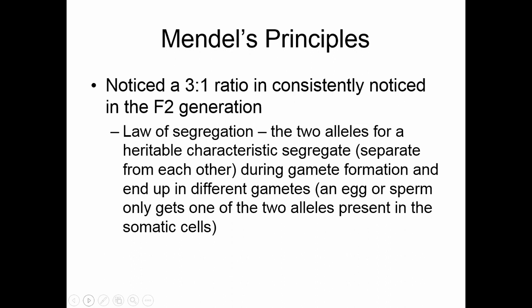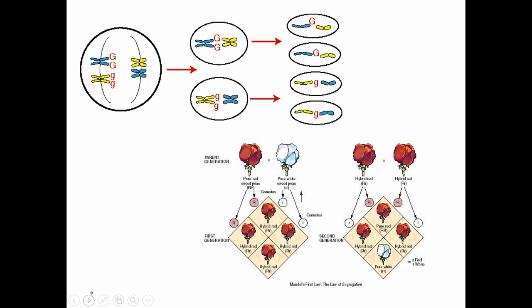The law of segregation: the two alleles for heritable characteristics segregate, or separate, during gamete formation and end up in different gametes. An egg or a sperm only gets one of the two alleles present in the somatic cells. So this is showing that. I've got a chromosome here. Remember that this is a sister chromatid and this is the other sister chromatid, and they both have the same exact allele because they're exact copies of each other. This one, on the other hand, has a different version of this gene. In this case, this one has the dominant big G and this one has the recessive little g.